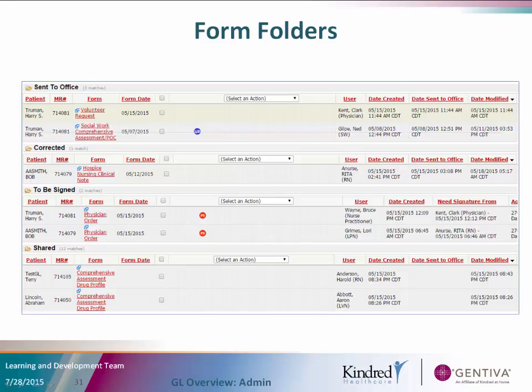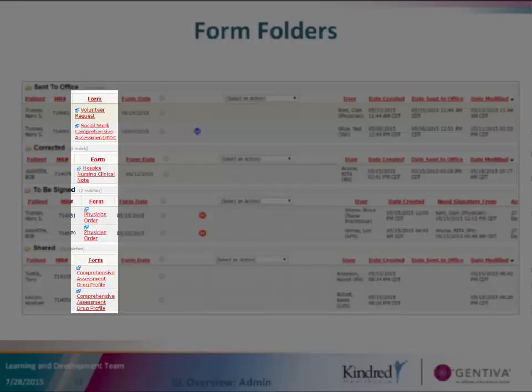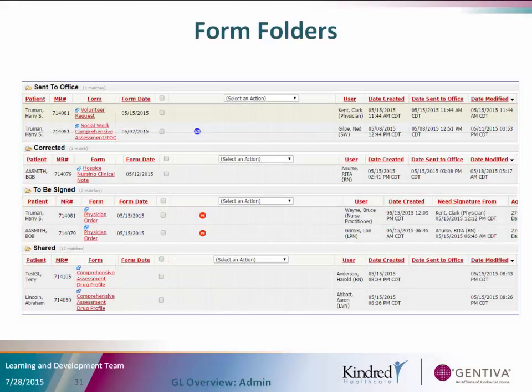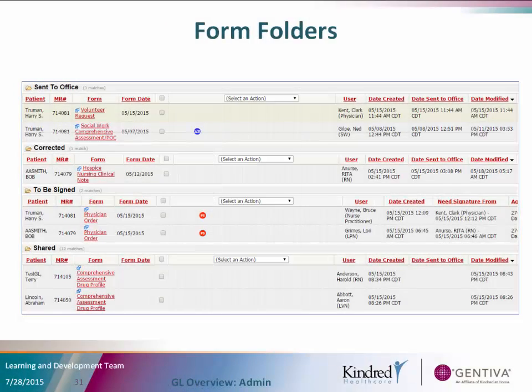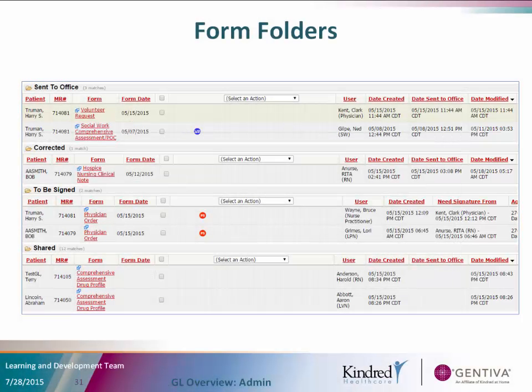Let's take note of the columns. Patient medical record number, form, and the form date appear first. The next column is Select an Action, which we'll explore in a bit. Then there are columns for user, the date the form was sent to office, and lastly, the date the form was last modified.